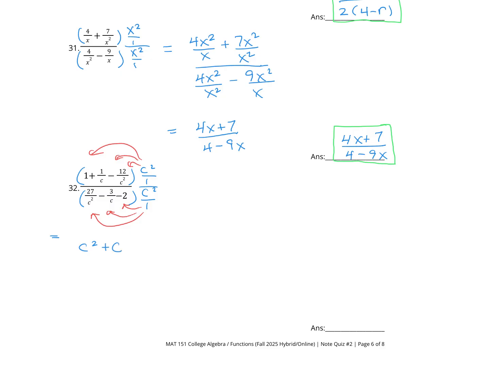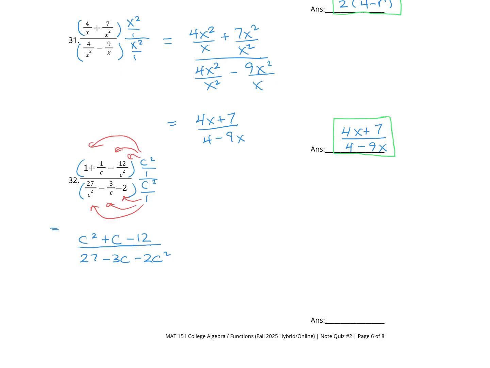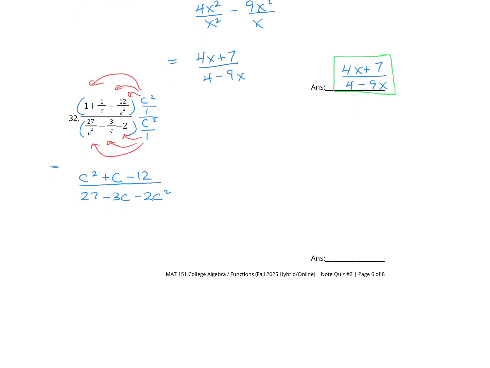And then back there, 12c squared over c squared is just minus 12. Down below, I'm going to have 27c squared over c squared. That's just 27. In the middle, I have minus 3c squared over c. That's just minus 3c. And then finally, minus 2c squared. This may cancel down further. Best way to find out is to start factoring very carefully.